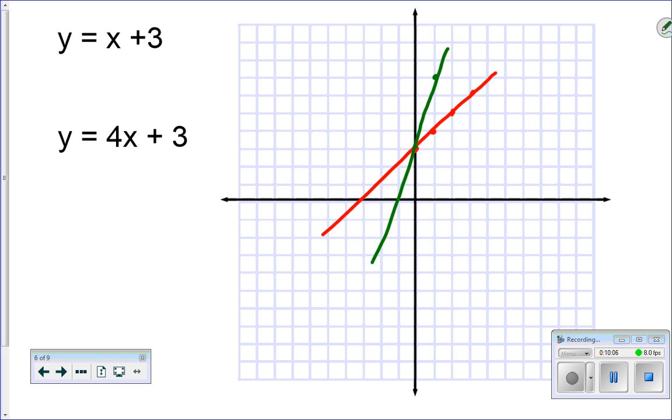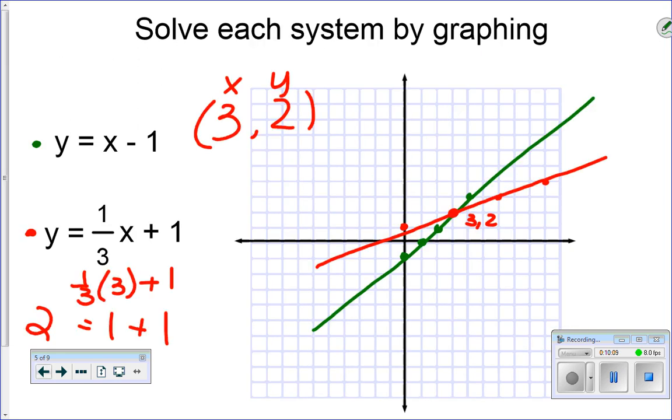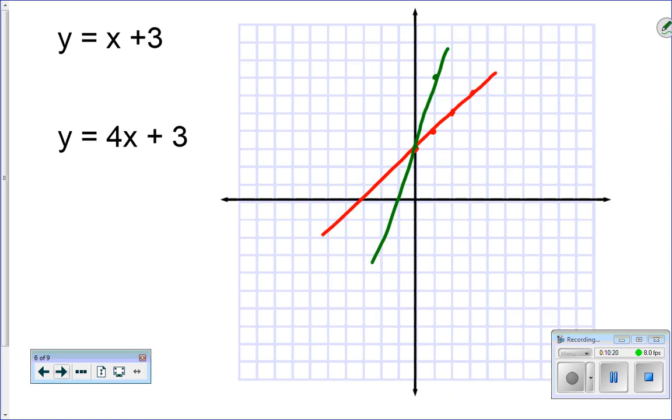I went 1, 2, 3, up 2. X, Y. X, Y. That's why people get confused with this. They start saying, okay, rise over run, and start doing the slope instead of the ordered pair. So be careful, okay? You're just doing the ordered pair of the point where they cross, so this one was 0, 3. Now if I took 0, 3, what would I get out here? I get 3. If I put 0 in here, what would I get out? 3, okay, so it solves both of them.